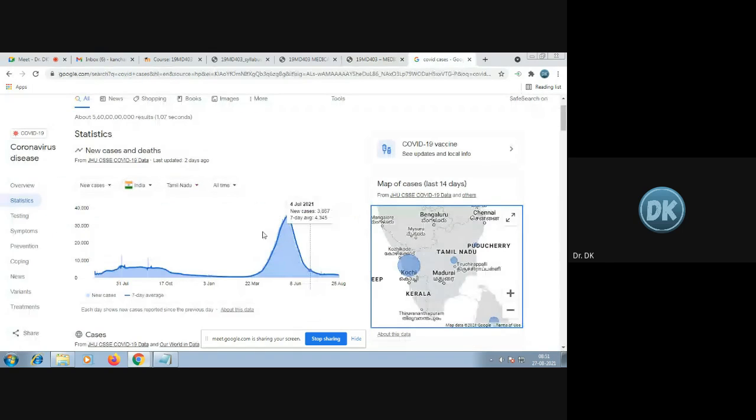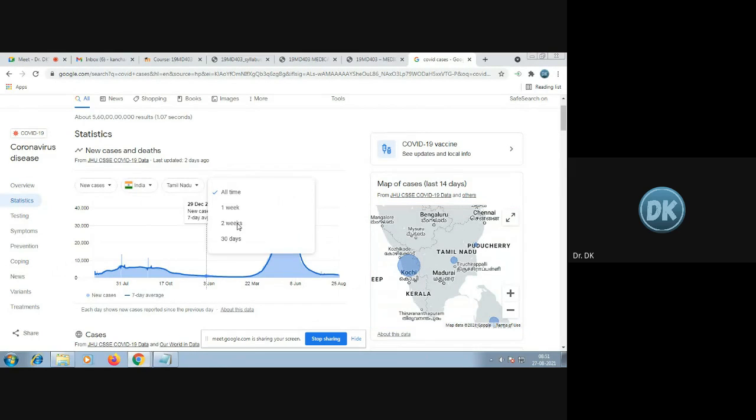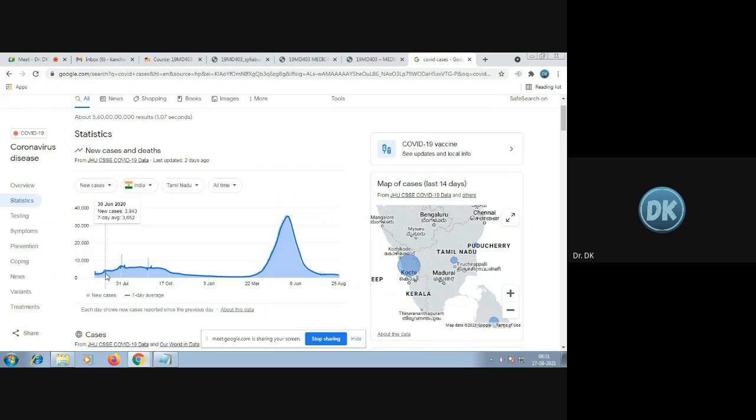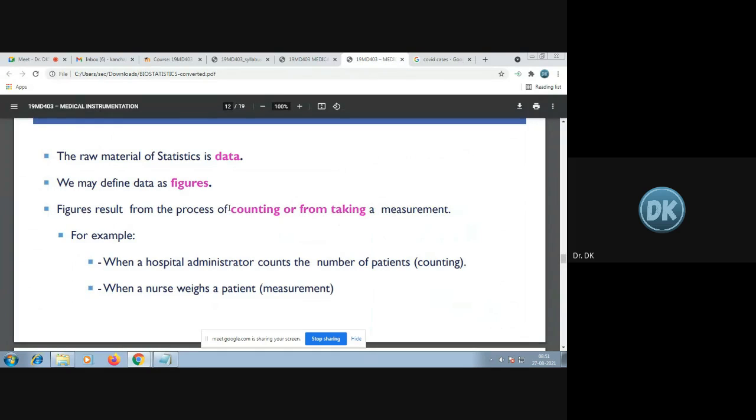So usually we plot these graphs once we take the measurement, right? So this is a result of measuring the COVID cases over a period of time. If you take the last 2 weeks, this is the data for the last 2 weeks and we have plotted it as a graph. And if you take all time, then it starts from last year, 11th June 2022 up till date, they have plotted this graph, right? So the counting or taking a measurement, we plot it as a figure.